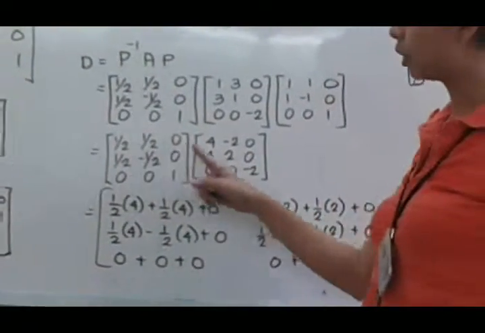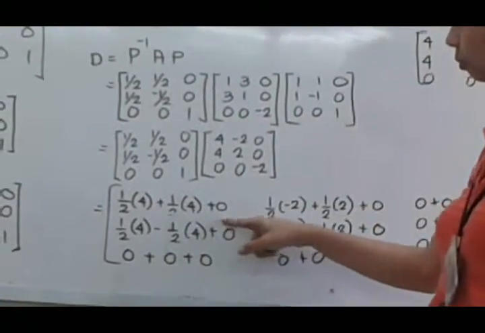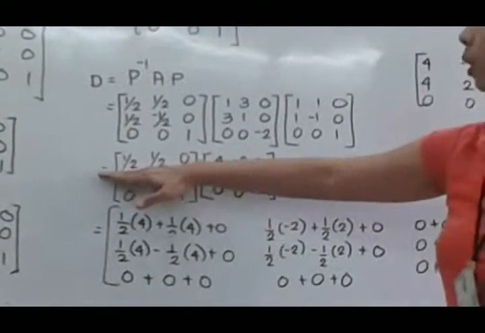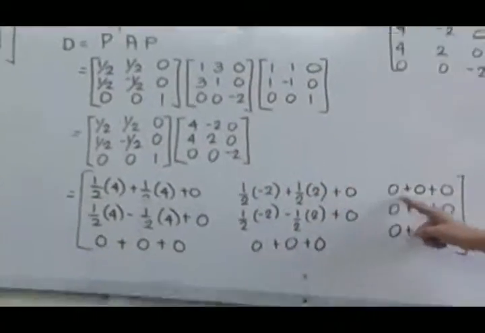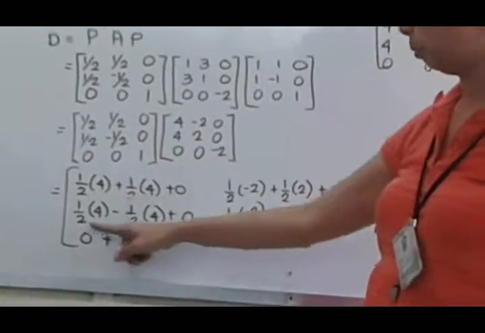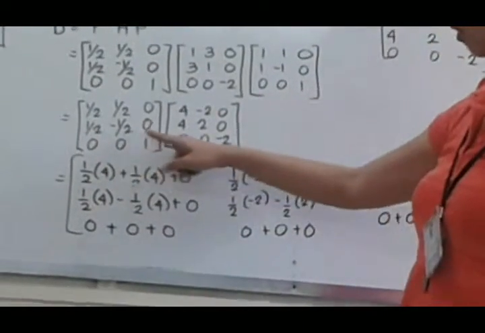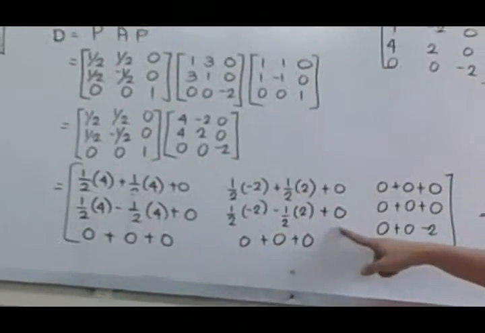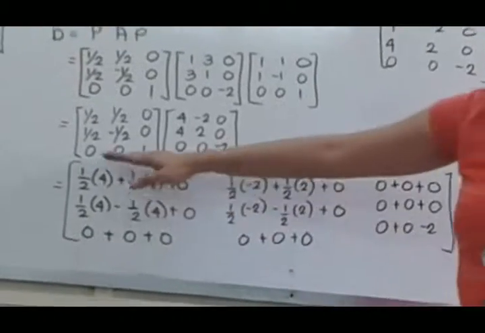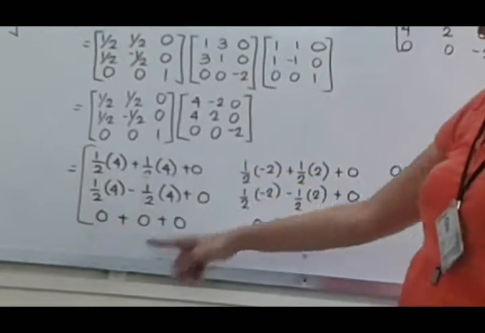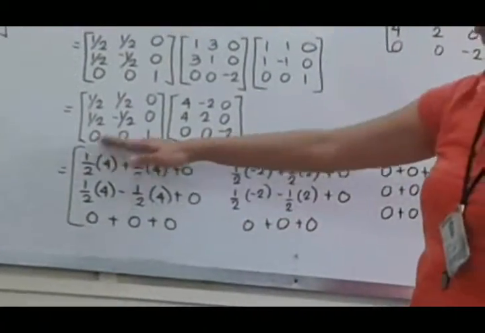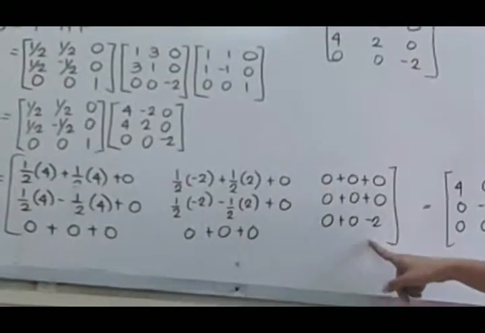First row by first column, first row by second column, first row by third column. Next, second row entries by the first column, second row by the second column, second row, third column. And then for our last row, first column, last row, second column, last row, last column.